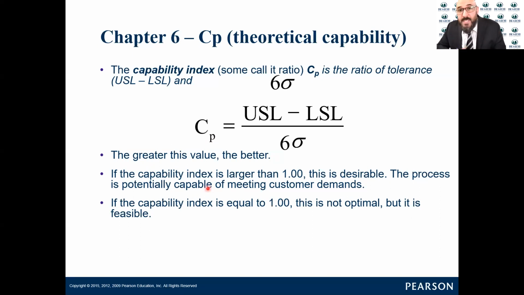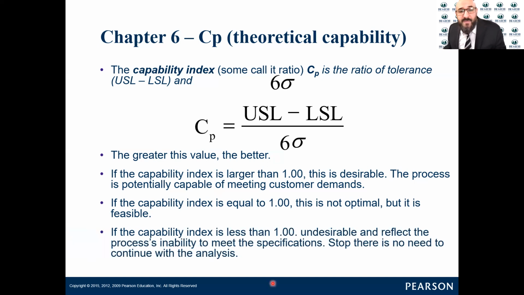Now if it's less than 1, then this is not optimal. If it's equal to 1, this is not optimal, but it's feasible. Yes, it still can meet the customer demands. However, if it's less than 1, this is undesirable and reflects the process's inability to meet the specification. Stop right there, no need to continue. Then there's no hope of the process meeting the specification.